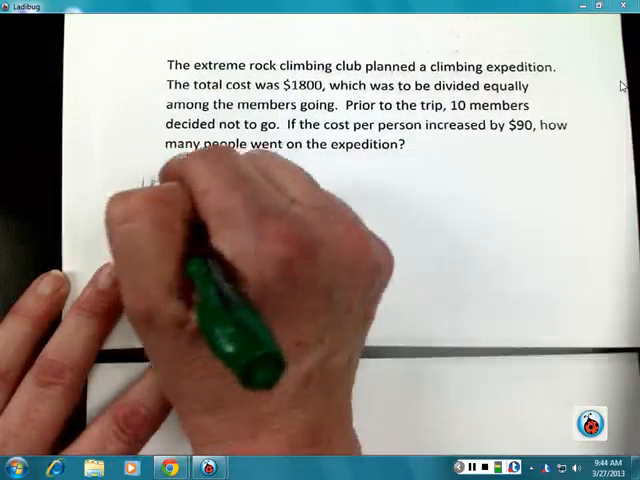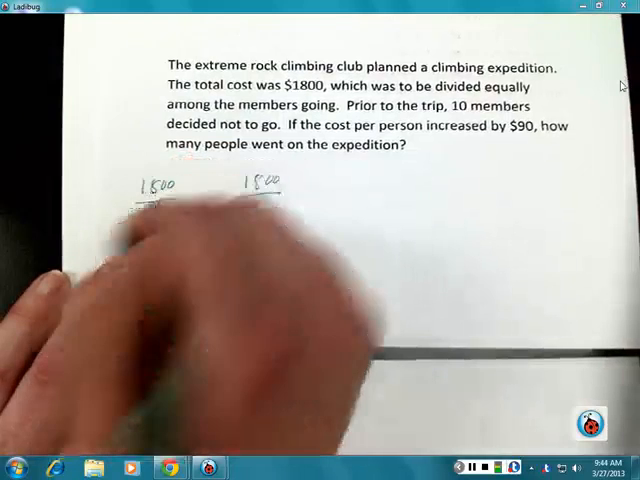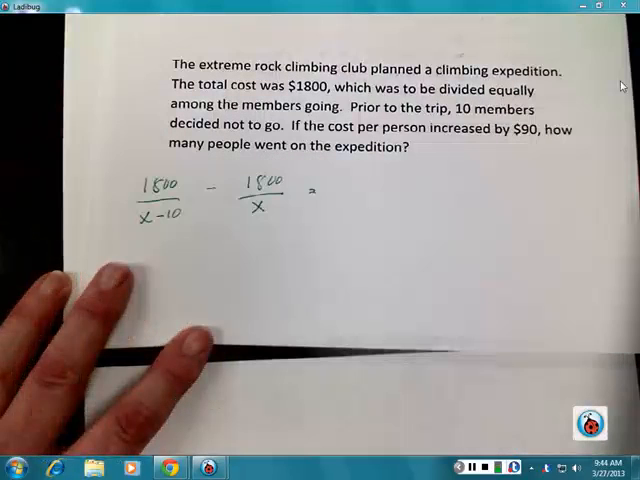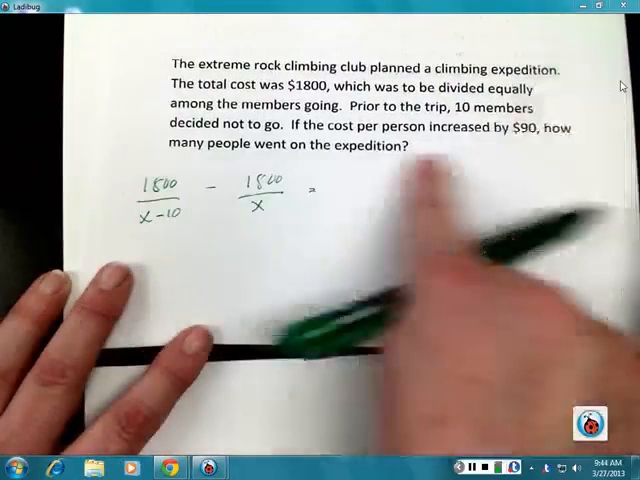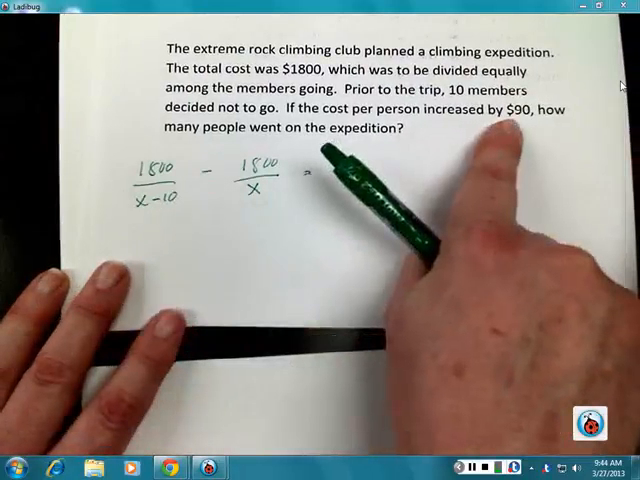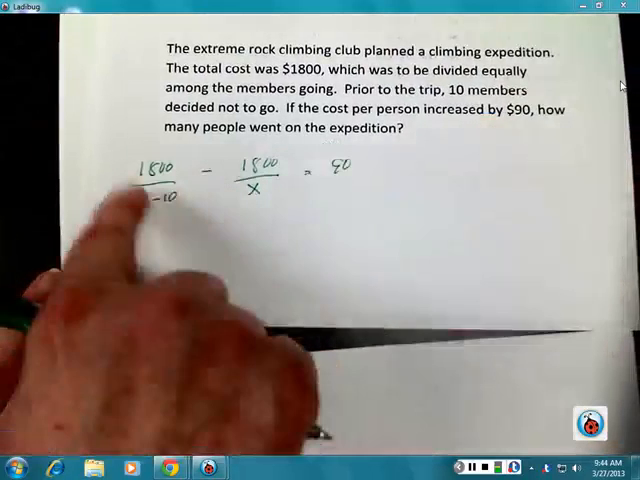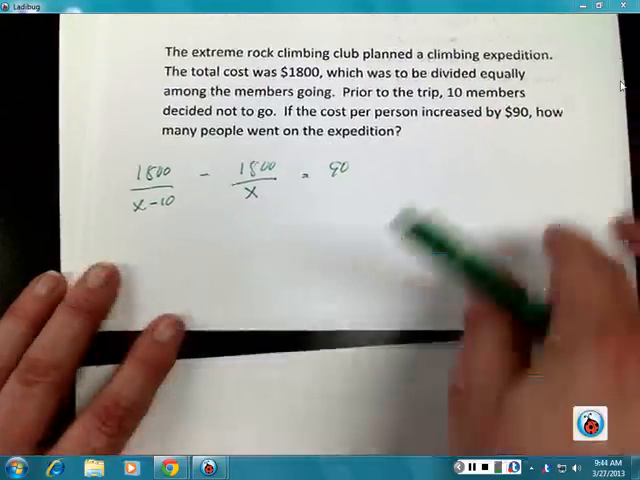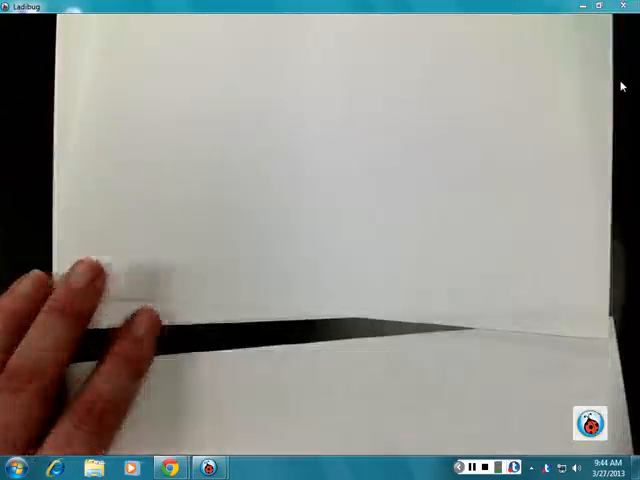Yeah, that means 1800 divided by x minus the 10. So there's a little difference there. But still it's a subtraction, because you're still getting the difference between those, and the difference happened to be $90 was the increase. So these guys had to pay more money than what they originally had to pay at the beginning. They're probably mad at those 10, aren't they? I'd probably be upset with them too.